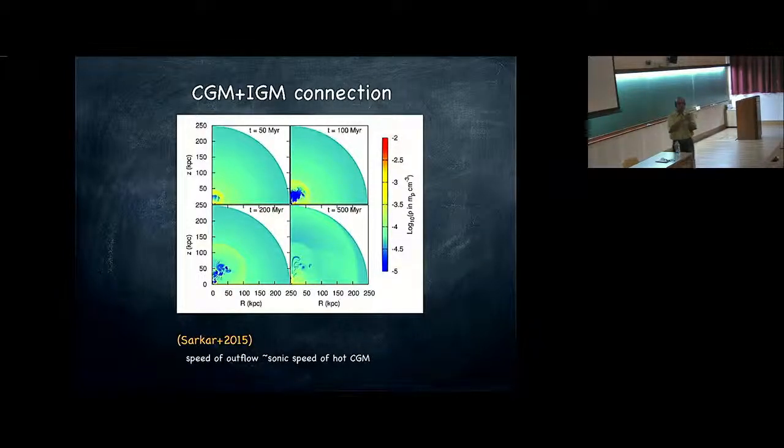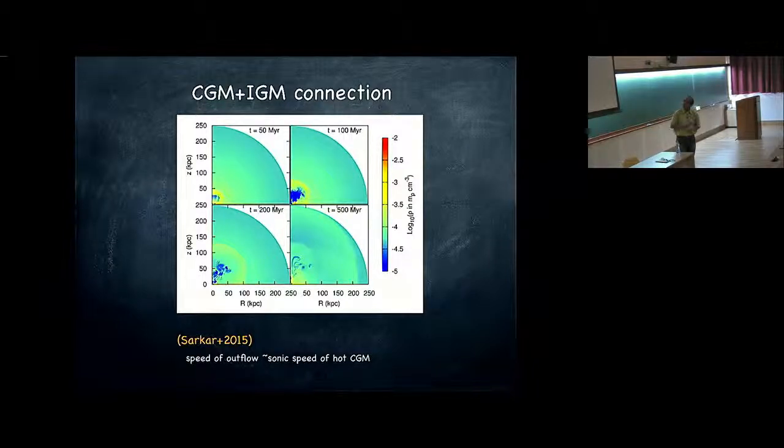So this is all we know about the disk-CGM connection. What about the CGM to IGM connection? This gas which is being thrown out into the CGM has to at some point come out of the CGM, which, say, for a Milky Way type galaxy, the virial radius is about 250 kiloparsecs. And all of this is filled up with a lot of matter, if it is filled up with the missing galactic baryons.